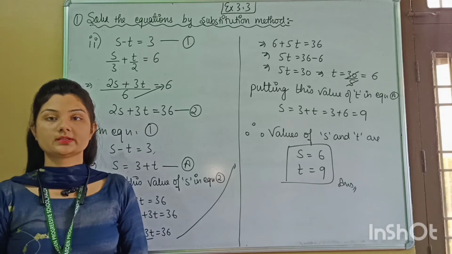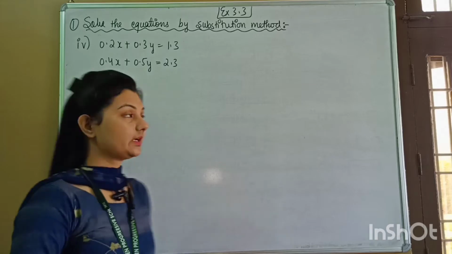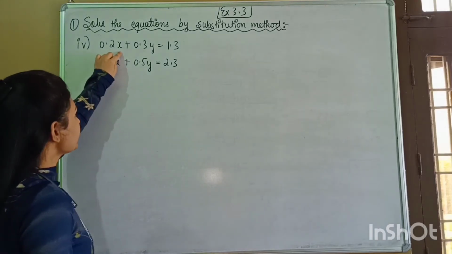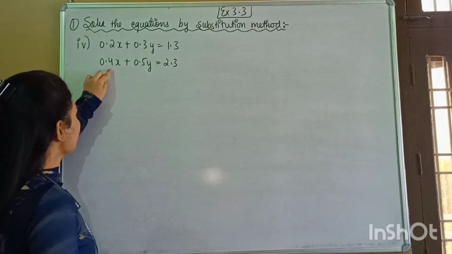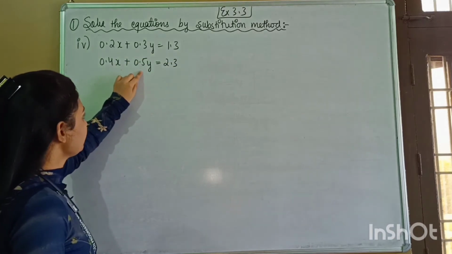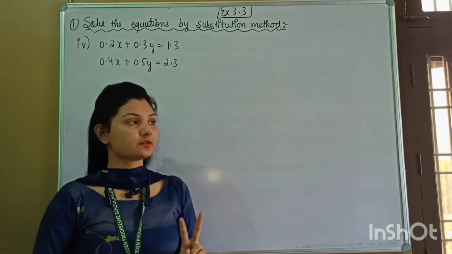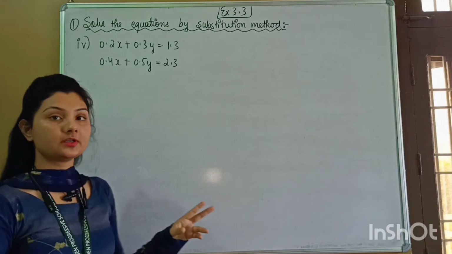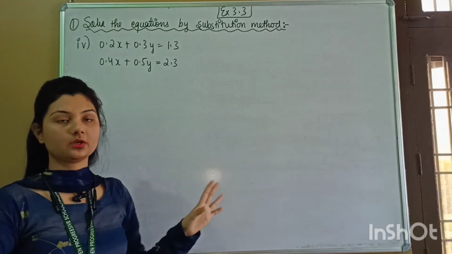Now I am moving towards the fourth part of the question. The part is 0.2x plus 0.3y is equal to 1.3, and 0.4x plus 0.5y is equal to 2.3. See, there are two things we can do in this question. First, you can take the values like this only, in the decimal form, and do the question.